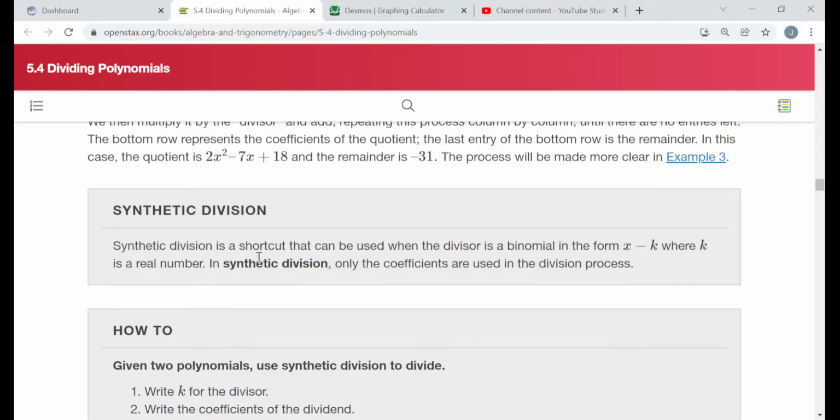Synthetic division is a shortcut that can be used when the divisor, remember the divisor is the polynomial that you're dividing by, like the denominator of a fraction, is a binomial in this form, x minus k, where k is a real number. In synthetic division, only the coefficients are used in the division process. But look at this, right? This right here, x minus k.